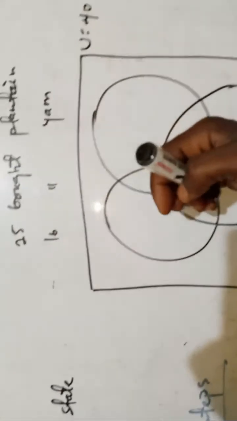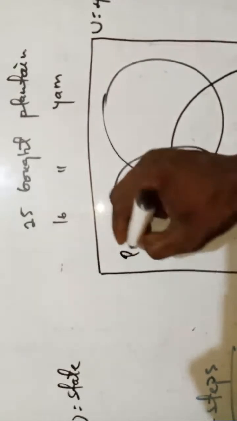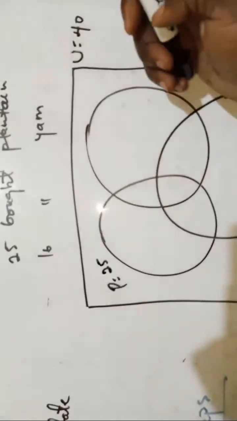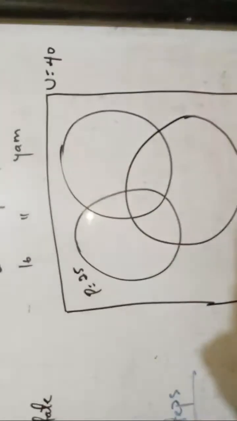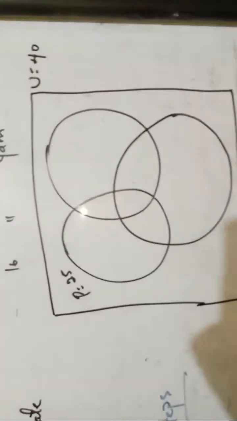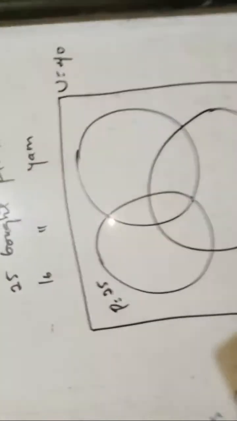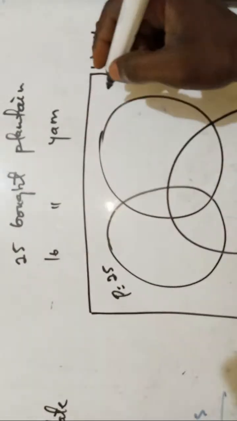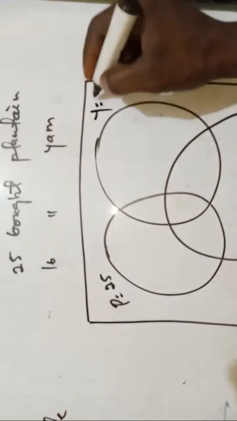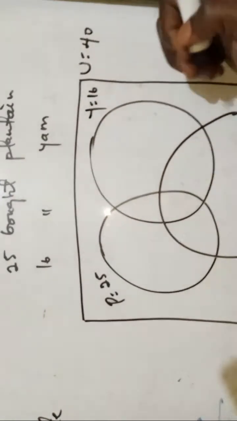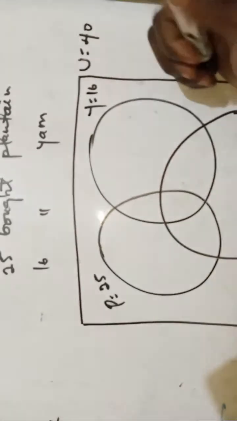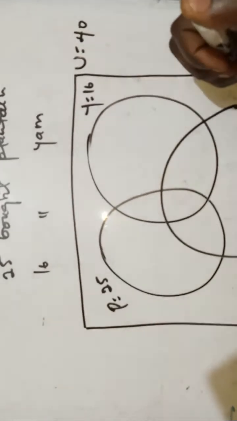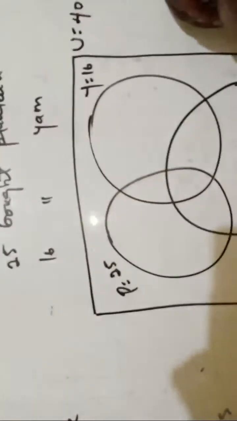The first one says that 25 bought plantain. We are using initials here, so plantain, P, equals 25. I should use a different marker so that you can understand clearly, but today, just forgive us. Then 16 bought yam, so yam equals 16. And the last one is corn, right?